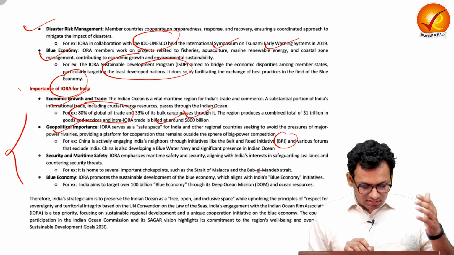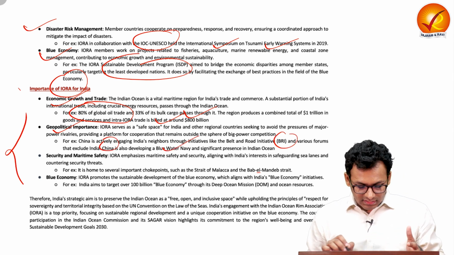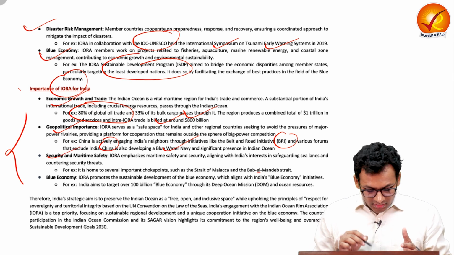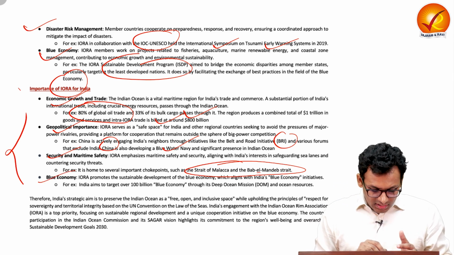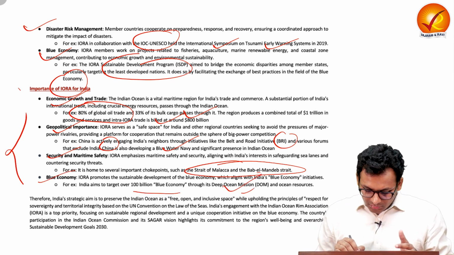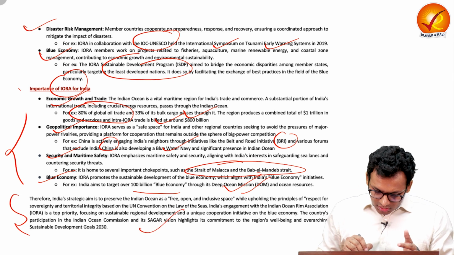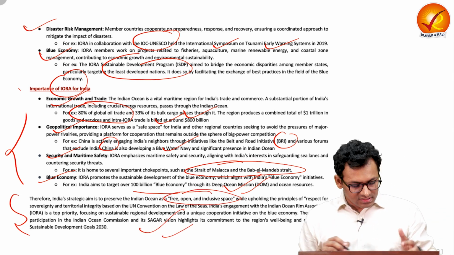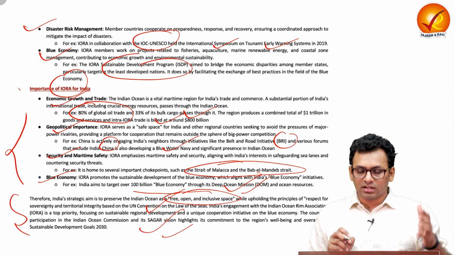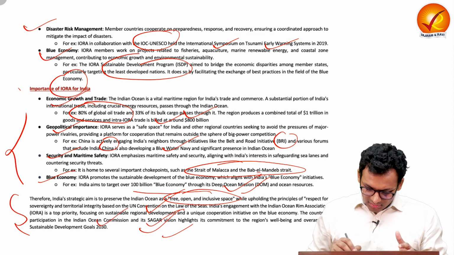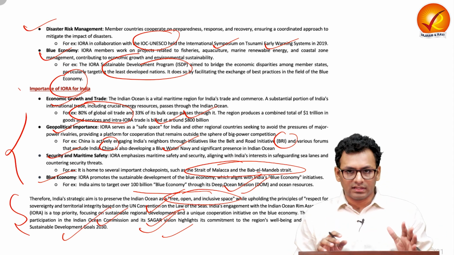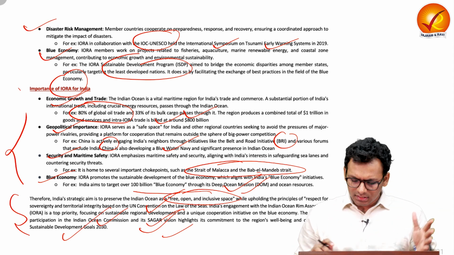Then we have geopolitical importance. We have Belt and Road initiatives. We have China's Blue Water Navy. Apart from that, we have security and maritime safety. You can talk about the Strait of Malacca, etc. And for blue economy, you can talk about the Deep Ocean Mission. And in the conclusion, you can talk about a free, open and inclusive space, which is in line with UNCLOS. And at the end, you can talk about the Indian Ocean Commission, Sagar Mission and SDG 2030. So this is for question number 3.